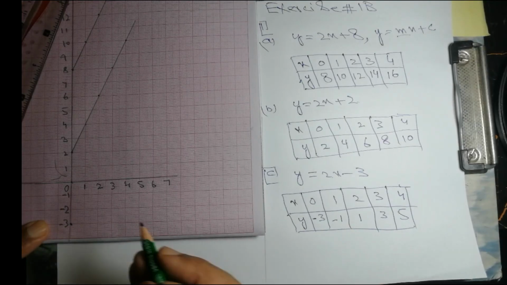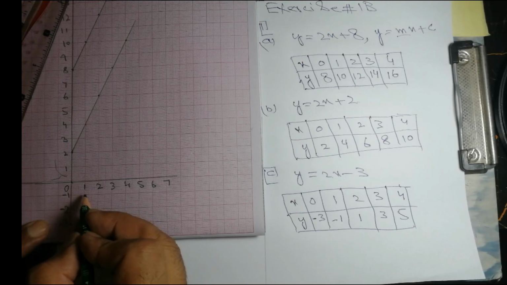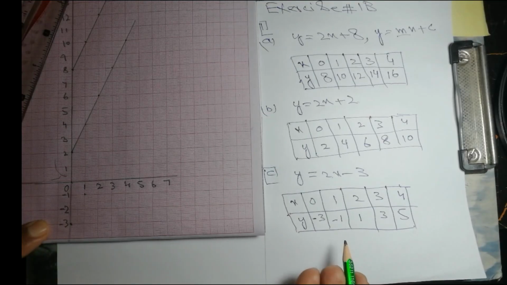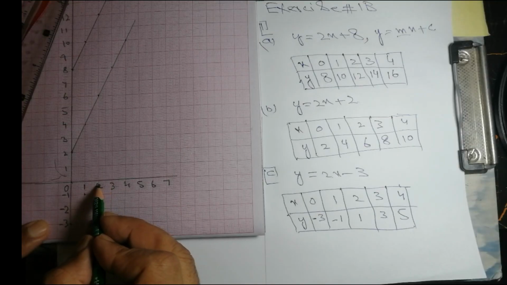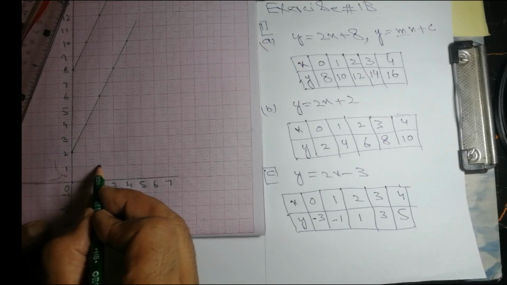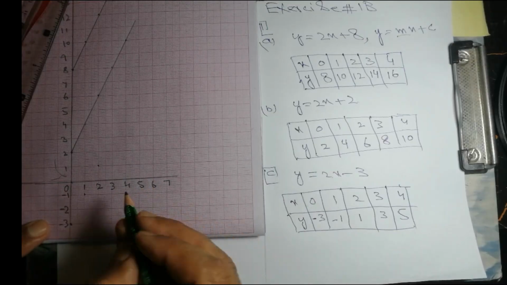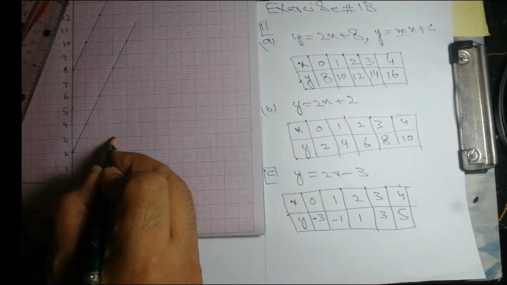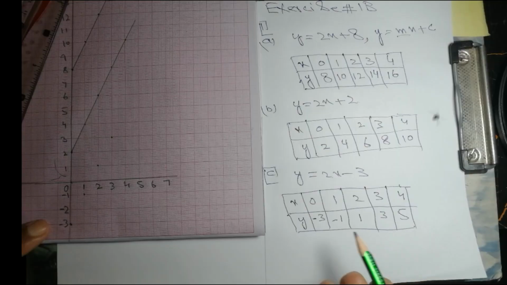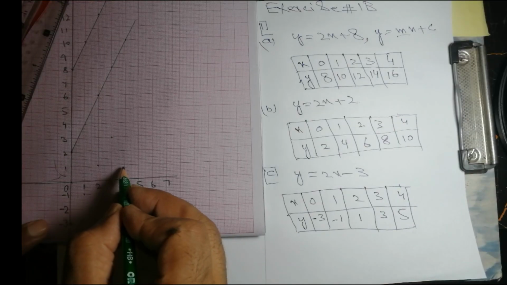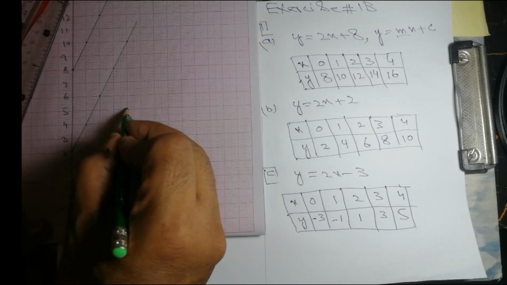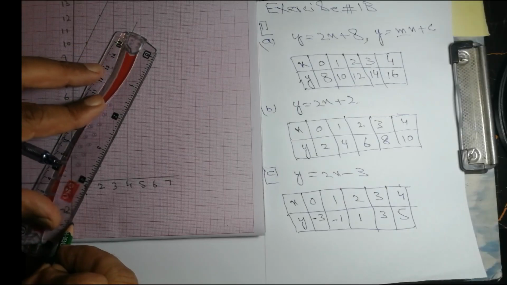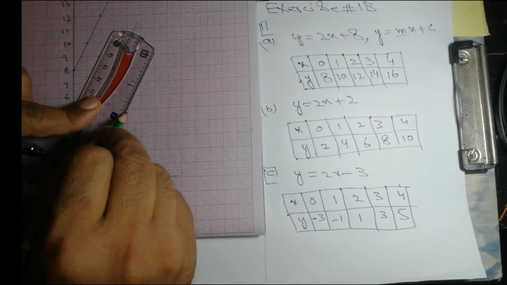And then x is 1 and y is minus 1, this one. Then x is 2 and y is 1. Then x equal to 3, y equal to 3, this point. x equal to 4, y equal to 5, this point. So draw this line also, passing through the point minus 3, and this is the third line.